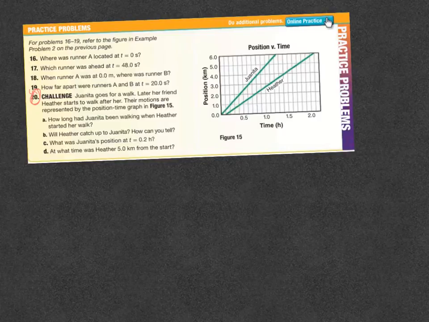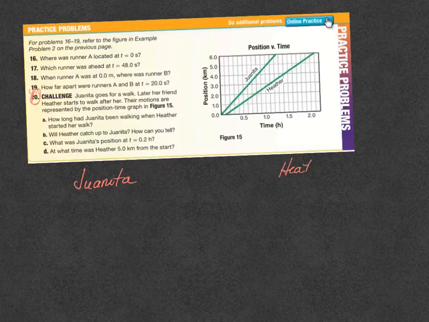And now you have, in this picture, 2 objects or 2 persons that are moving at a constant rate. I don't want to talk about speed because you haven't learned about speed yet. But you know that when you have a line, that means that that object was moving at a constant rate, and the slope of the line is representing that rate. So you have over here Juanita, and over here Heather. I'm not going to answer the questions. I'm going to look only at the graph.